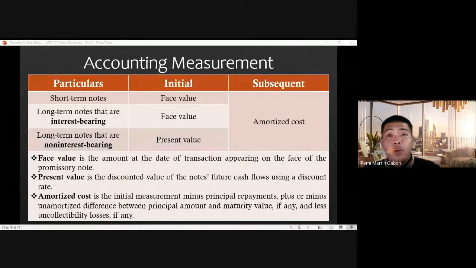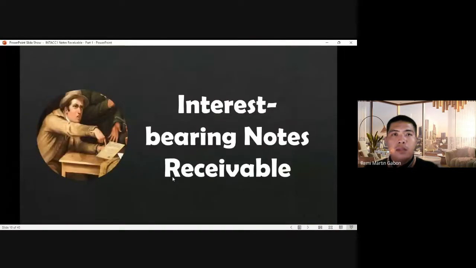So to be straightforward, that is our basic concepts for notes receivable. Summarized but straight to the point, because that's all that is important for notes receivable. Okay? So moving on with interest-bearing notes receivable. Here are the specific applications.